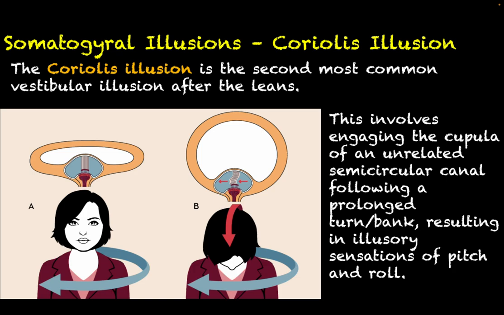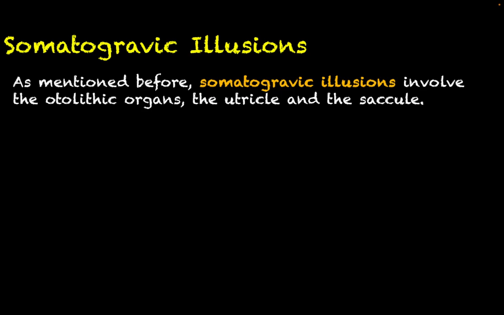To avoid the Coriolis illusion, and we'll cover this later in the chapter, it's generally recommended that when you are adjusting your aircraft's altitude, you refrain from any abrupt head movements to make sure that you're not getting too much fluid moving in those semicircular canals. Okay, so those are the somatogyric illusions.